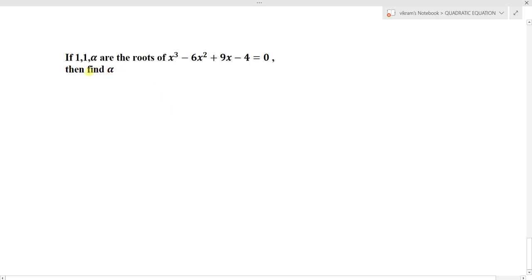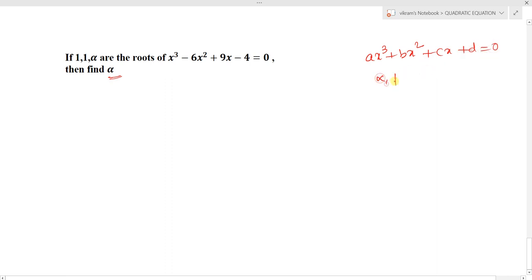Now the next question is, if 1, 1, alpha are the roots of x cube minus 6x square plus 9x minus 4 equals 0, then find alpha. Okay, he has given a cubic equation, just what we have seen, ax cube plus bx square plus cx plus d equals 0.